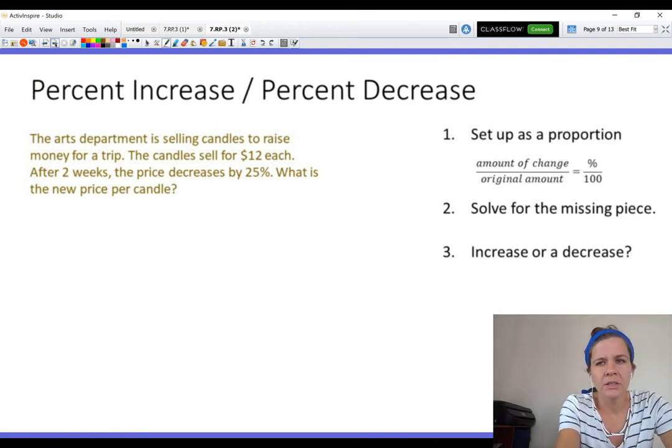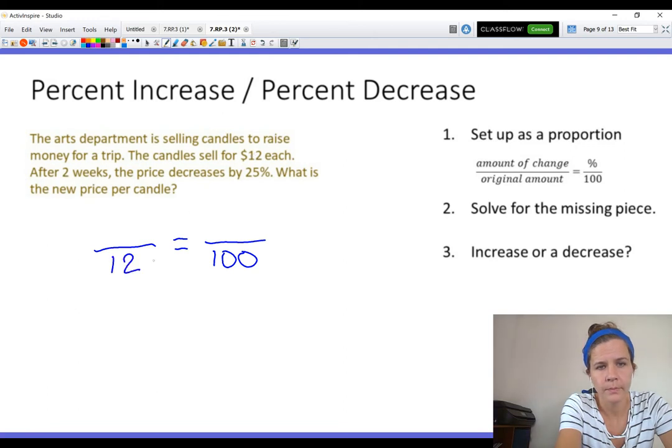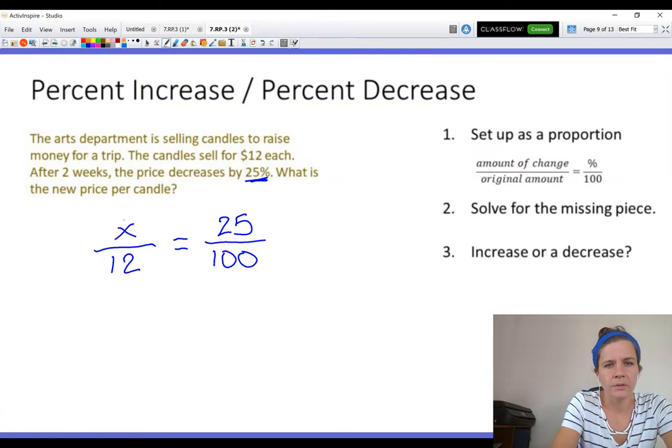Okay, so we need to set up our proportion. We know that this is going to be 100. We know that the second number over here is going to be the original amount of 12. And the other piece that we know is this 25%. Now, we know that this is going to decrease. Let's just find this missing piece here.